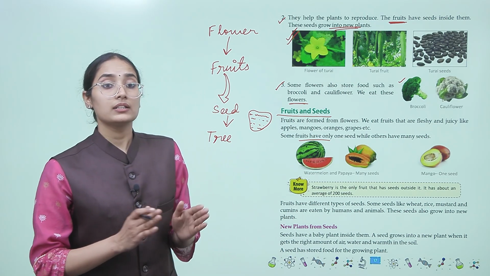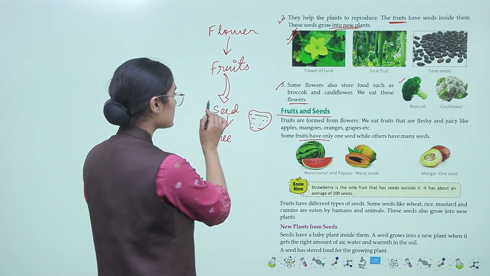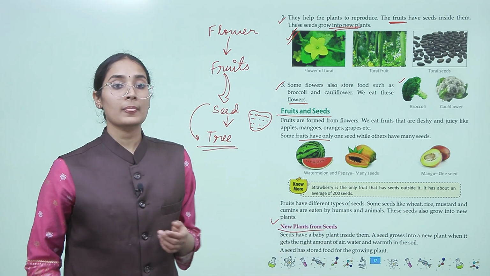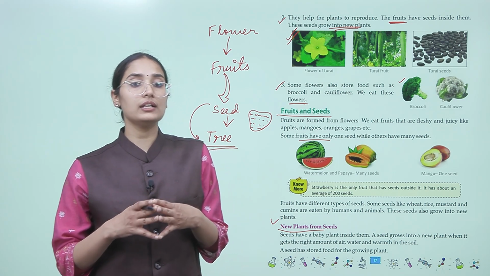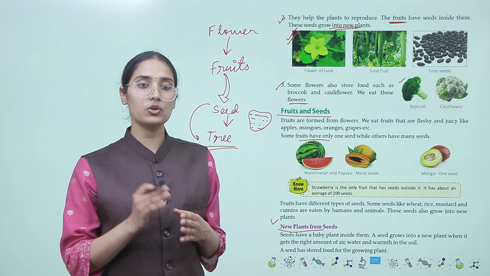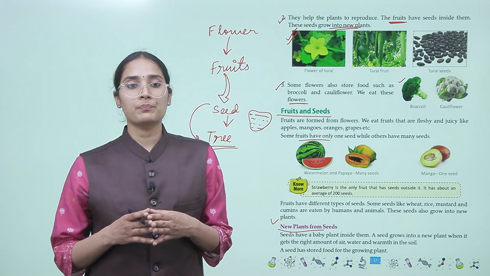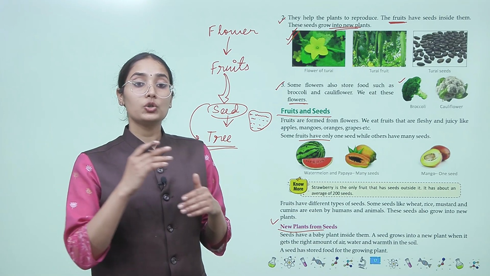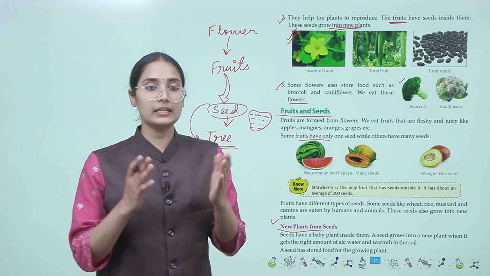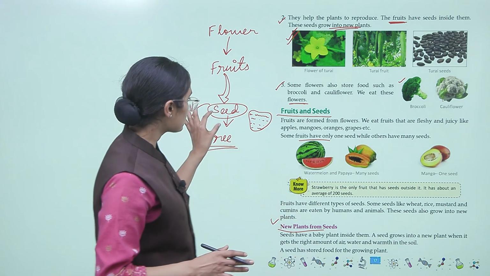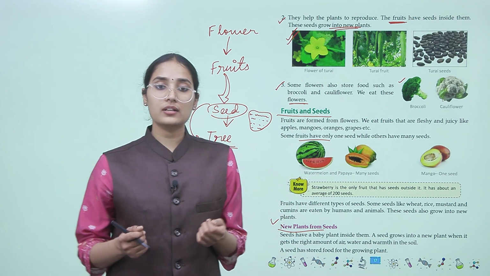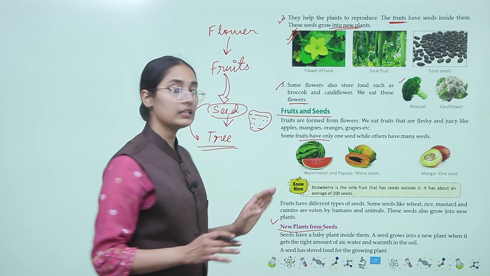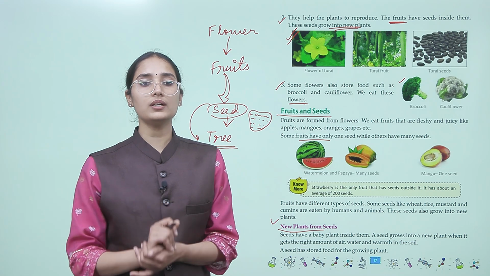Now let's understand the growth of a new plant from the seed. How does the seed turn into a new plant? So seeds have a baby plant inside them. A seed grows into a new plant when it gets the right amount of air, water and warmth in the soil. So the seed has the capability to grow into a full big tree. When the seed gets the right environment, right air, right water, right warmth in the soil, it starts to develop and finally over a period of time grows into a tree.